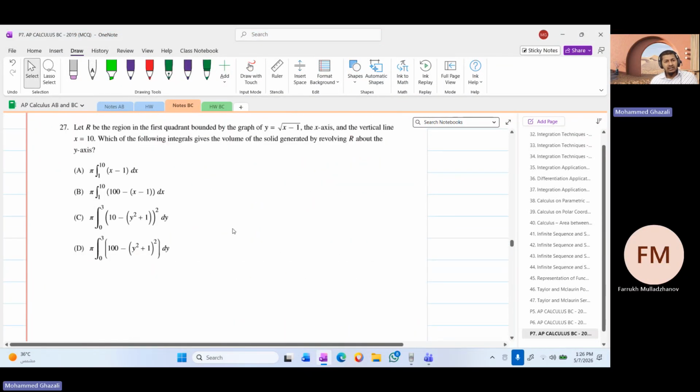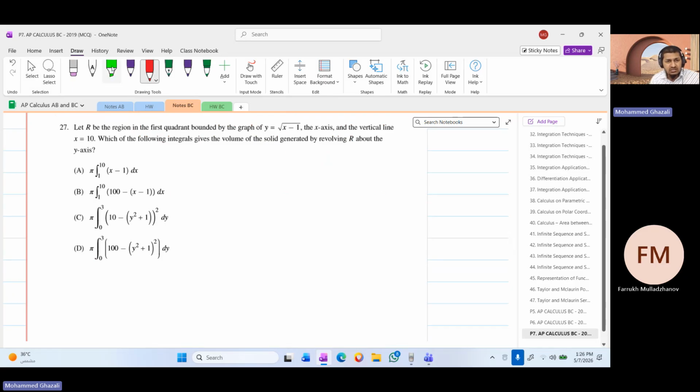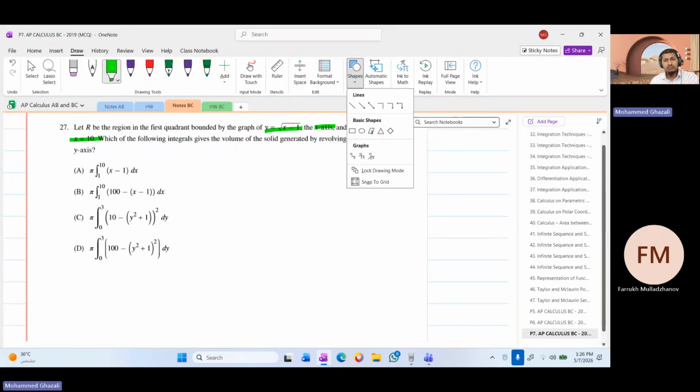Next one. Let R be the region in the first quadrant bounded by the graph of y equals this, the x-axis, and the vertical line x equals 10. So that's your region, okay?